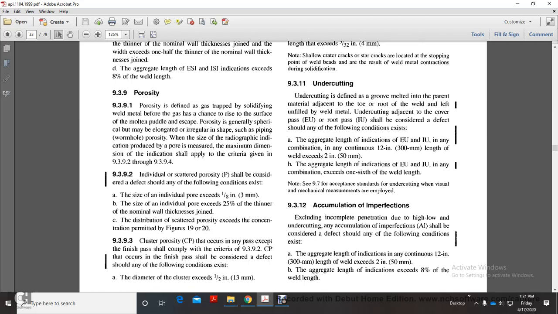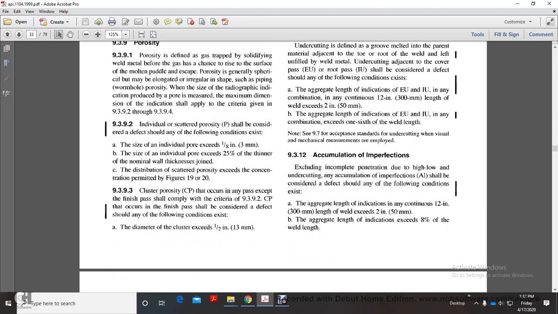Aggregated length of indications of the cover pass and root pass, in any combination within a continuous 12-inch length, which exceeds 2 inches. Aggregated length of the indications of the cover pass and root pass undercut, in any combination, exceeding 1/16 of an inch of the weld length.